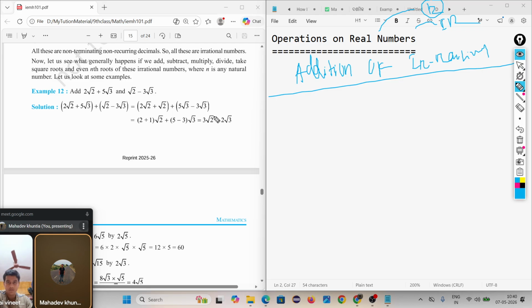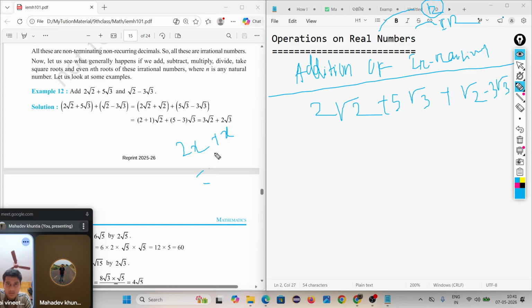Addition of irrational numbers. Look, the question is saying 2 root 2 plus 5 root 3 and root 2 minus 3 root 3. You have to add. Do you know how to add like terms in algebra? 2x plus x, your answer will be how much? 3x. It is called like terms.